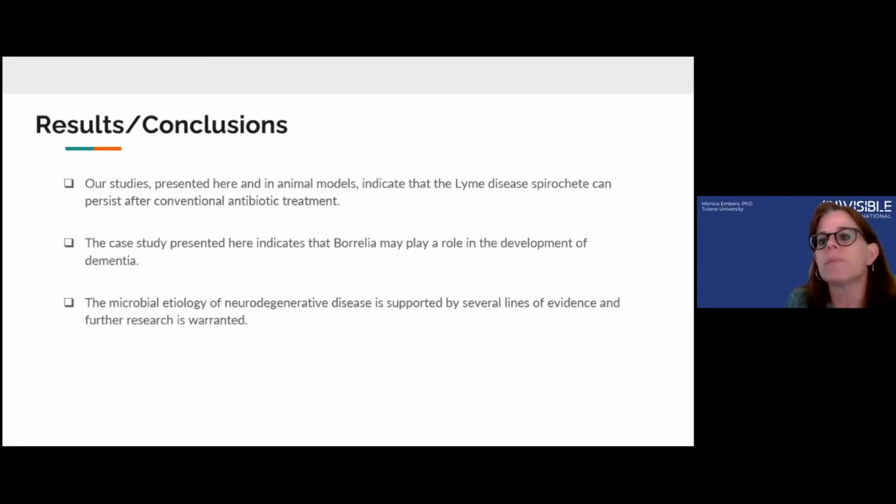So we do expect a portion of the patients to have Borrelia infection, certainly not a majority, but we also anticipate seeing polymicrobial infection in the majority of Borrelia and or Bartonella infections. Our studies presented here in animal models indicate that the Lyme disease spirochete can persist after conventional antibiotic treatment. The case presented here indicates that Borrelia may play a role in the development of dementia. Certainly not all cases, but in certain cases. And the microbial etiology of neurodegenerative disease is supported by several lines of evidence, and further research is definitely warranted.